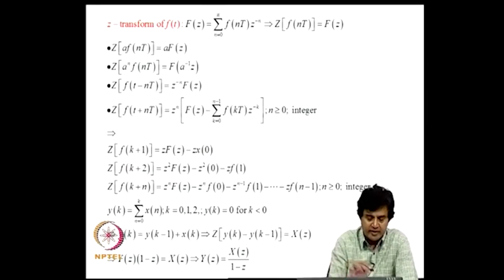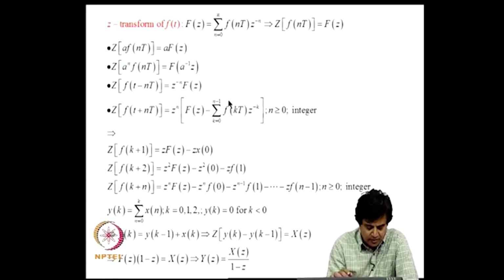Now, a few properties of z transform can be quickly recalled. The z transform of a times f of nT is a times f of z. Similarly, the z transform of a to the power of n times f of nT is f of a to the power of minus 1 times z. The z transform of f of t minus nT is z to the power of minus n times f of z. The z transform of f of t plus nT is given by this.